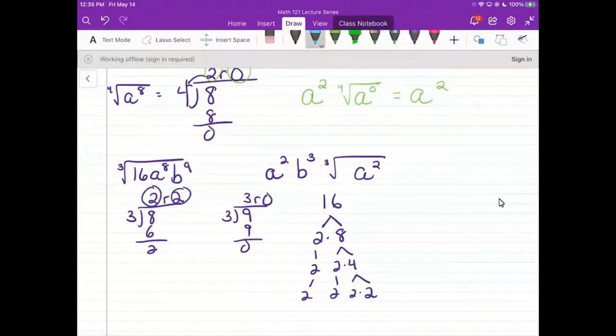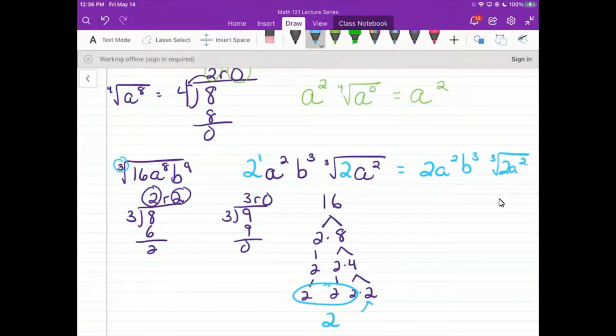And when I say group by the index, here the index is 3, so I'm going to break it into groups of 3. This tells me there is one group of 3 that I'm going to pull out, and one that will remain underneath. One group of 3 gets pulled out, and there's 1, 2 left. So the final answer for the cube root of 16a to the 8th, b to the 9th is 2a squared, b cubed, times the cube root of 2a squared.